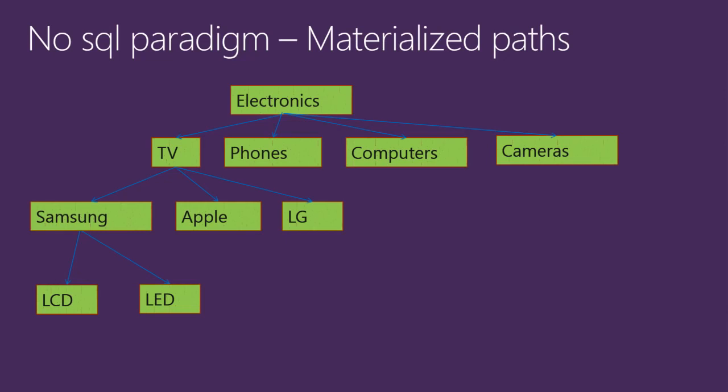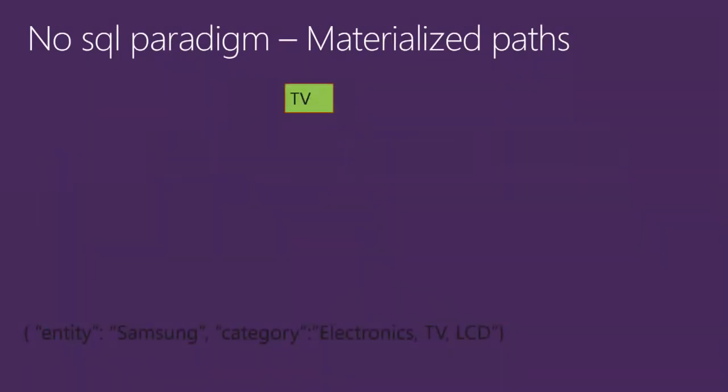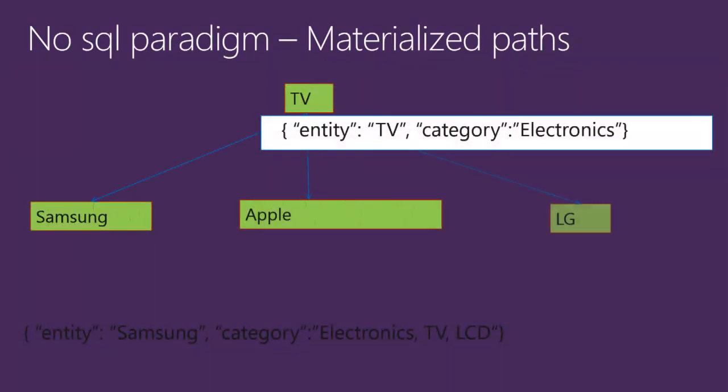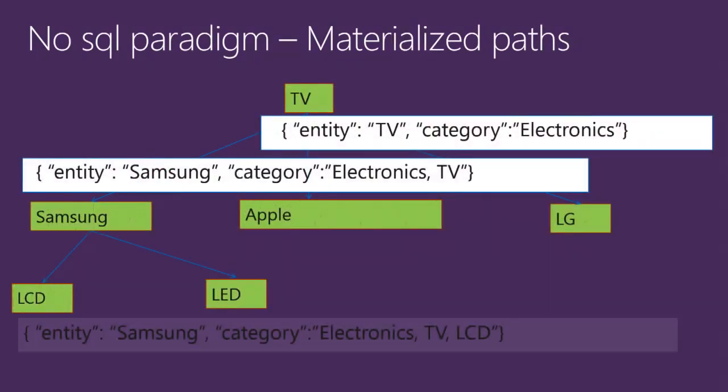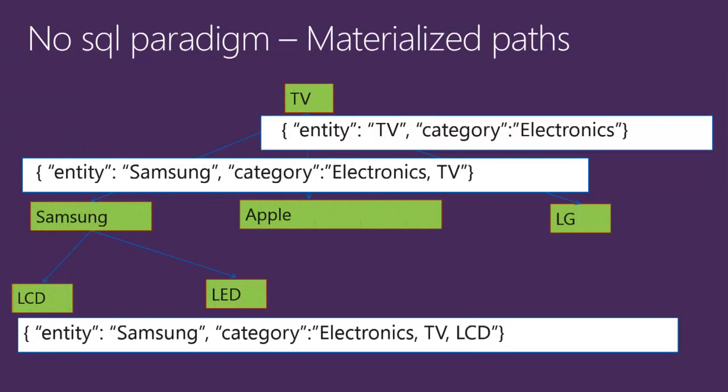Another way of looking at data, think of these as servers. Every single one of these boxes you see is a server. And we're going to take the left-hand side of the servers, this particular area. In order to get to TV, all I have to do is make one call and say entity TV, category electronics. Now you can look at this as a tree, or you can look at it in a different way.